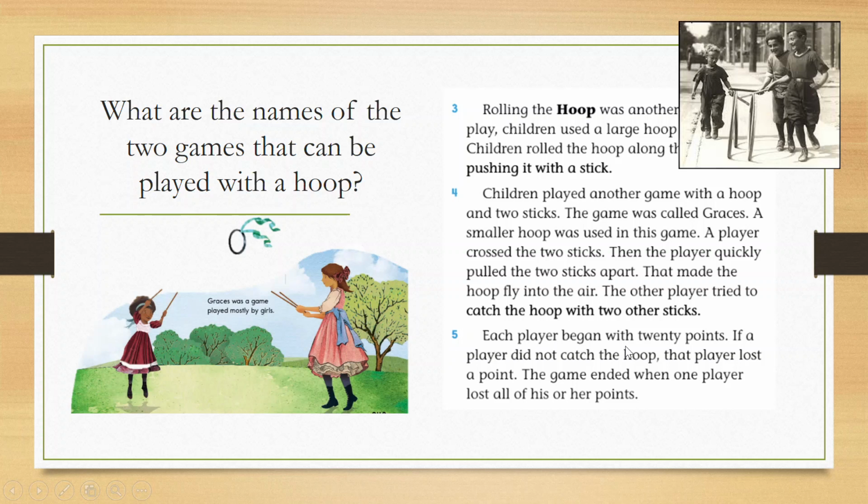Each player began with 20 points. If a player did not catch the hoop, that player lost a point. Okay? The game ended when one player lost all of his or her points. Entonces el juego, cada jugador tenía 20 puntos. Okay? Each one has 20 points. But for example, if she let the hoop go to the floor, she loses 1 point. Pero si ella dejaba caer el aro al suelo, pierde un punto. The game ends when someone loses all of its points. Entonces, el juego terminaba cuando alguien perdía todos los puntos.